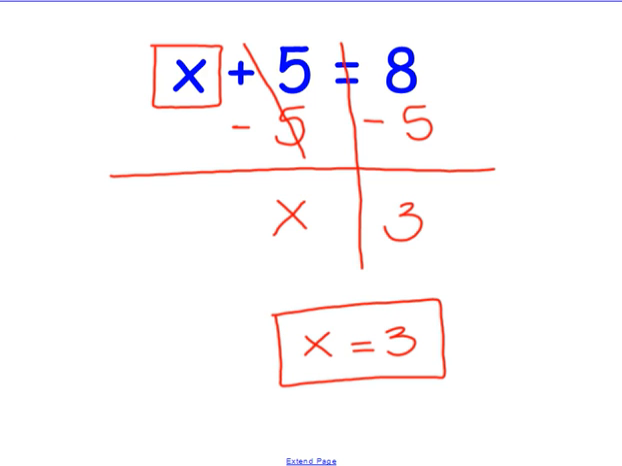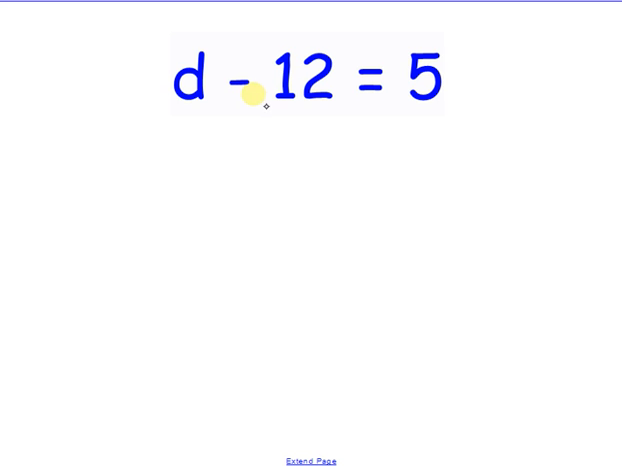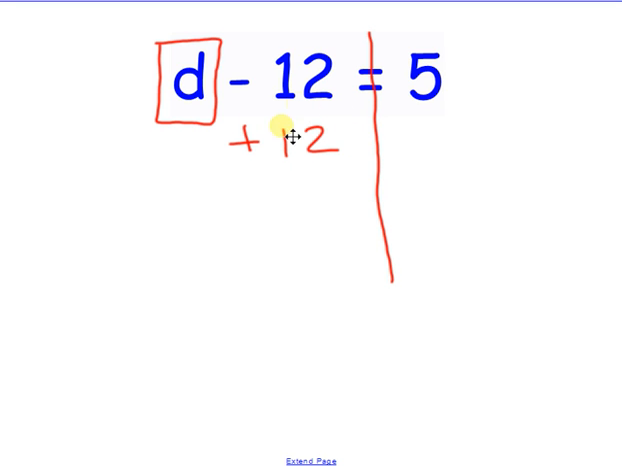Let's try another example. d - 12 = 5. So find your variable. Here he is. Put a box around him. Where's your constant that's attached to him? Right here. What is he? Well, he's a minus 12. So what's the opposite of minus? Plus. So write plus 12. And then find your equal sign, draw a line. Whatever you do to one side of the equal sign, you have to do to the other. So plus 12.